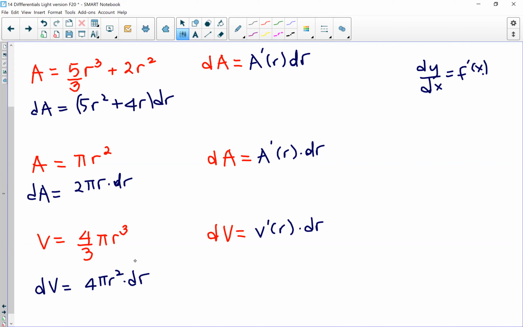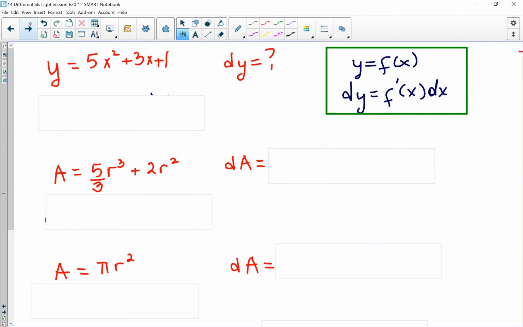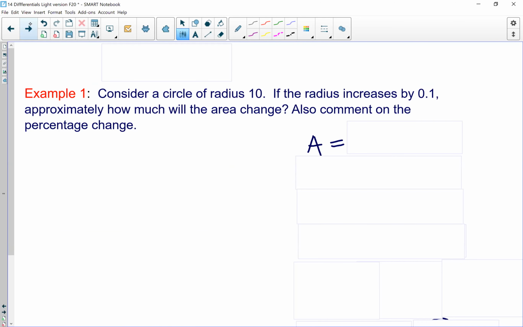Okay, so we just learned how to deal with this new notation, the differential of a function, the differential of the volume function. It's simply the derivative of the volume function times the incremental change in r or x, depending on what the variable is. So now let's do a couple examples to illustrate this through some application problems.